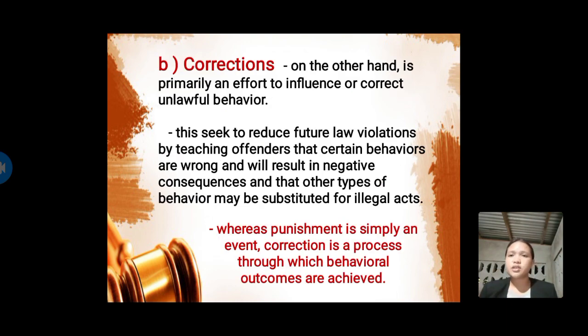Next is corrections. Corrections, on the other hand, is primarily an effort to influence or correct unlawful behavior. These seek to reduce future law violations by teaching offenders that certain behaviors are wrong and will result in negative consequences, and that other types of behavior may be substituted for illegal acts. So, whereas punishment is simply an event, correction is a process through which behavioral outcomes are achieved. So, that's the meaning of punishment and correction and the difference between them.